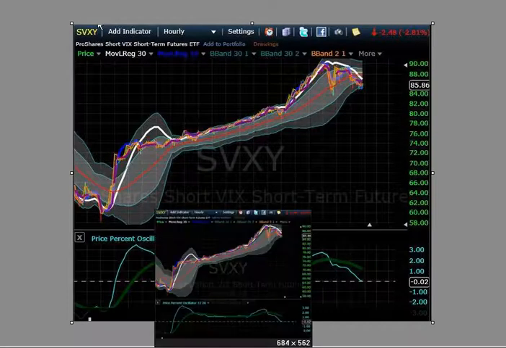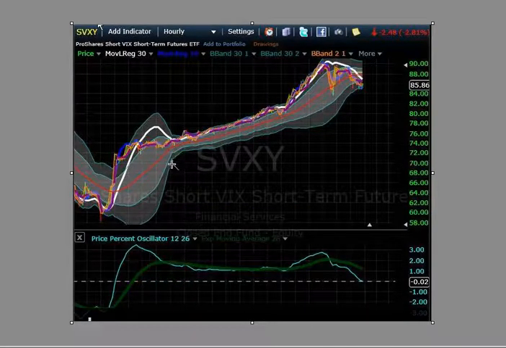Then if you look at the short VIX short-term ETF, SVXY, which goes up when the VIX goes down, it's had this long run from 60 up to 90 in the past month, and now in the last few days has really started to roll over. So there's some indication now that we could be due for a reversion to the mean on volatility.